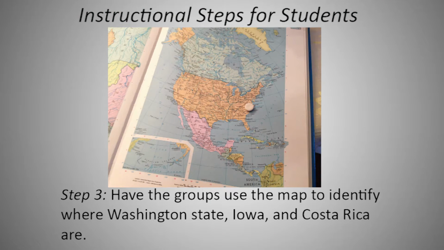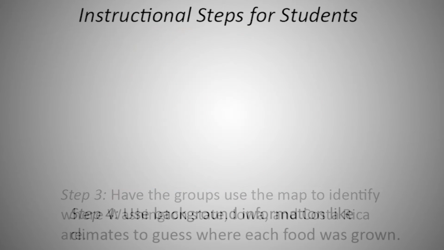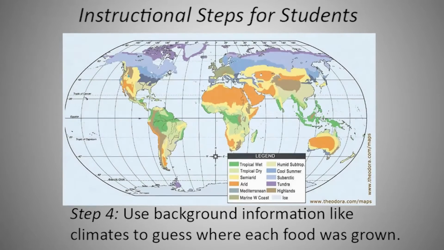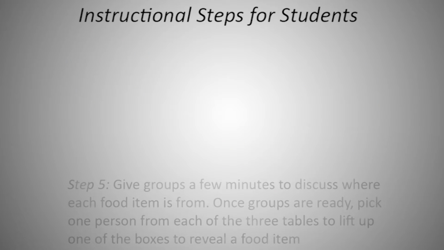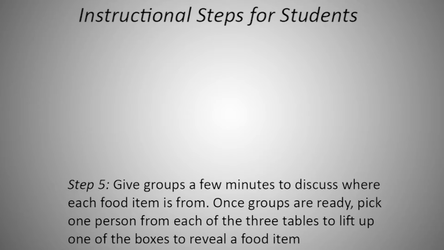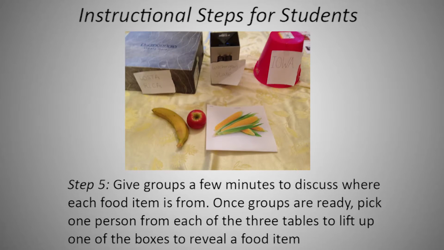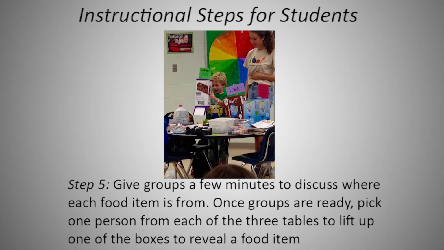Step 3. Have the groups use the map to identify where Washington State, Iowa, and Costa Rica are. Step 4. Use background information like climates to guess where each food was grown. Step 5. Give groups a few minutes to discuss where each food item is from. Once groups are ready, pick one person from each of the 3 tables to lift up one of the boxes to reveal a food item.